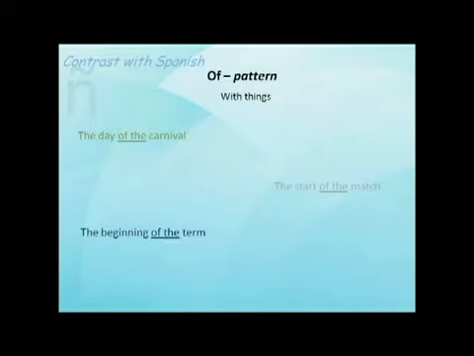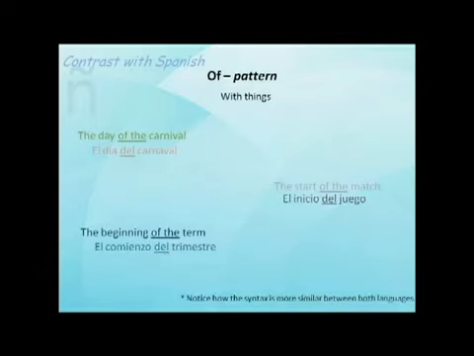Using apostrophe s only with animate beings, we use the of pattern with things, inanimate things, inanimate beings. Let's take a look. The day of the carnival, el día del carnaval. The start of the match, el inicio del juego. The beginning of the term, el comienzo del trimestre, el inicio del trimestre. Notice how the syntax is more similar between English and Spanish.